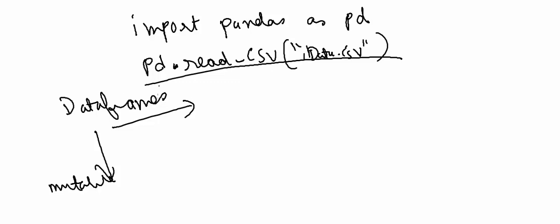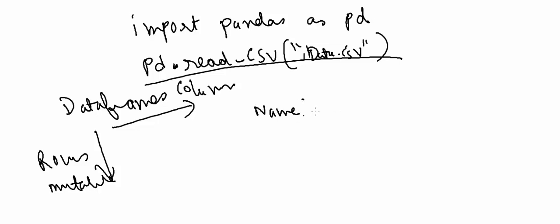So this side will be rows and this side would be columns. Clear? So a data frame is a two-dimensional data structure. That is, data is aligned in a tabular fashion in rows and columns. Pandas data frame consists of three principal components: the data, the rows and columns. So an example will be something like you have seen a normal data table. It is a similar concept.